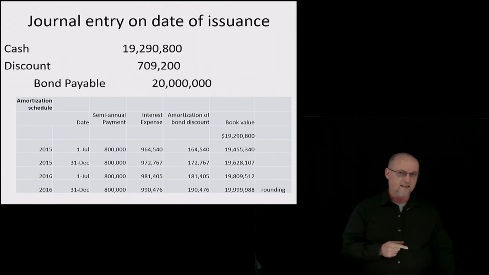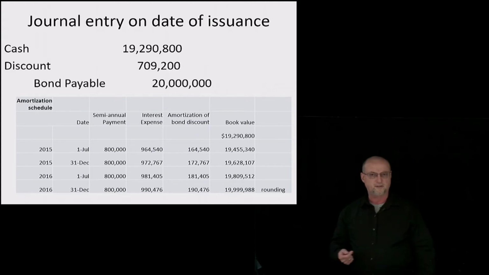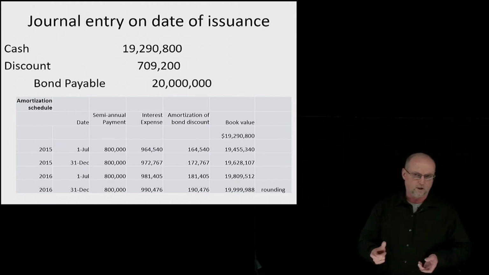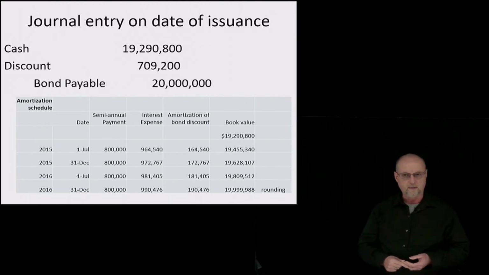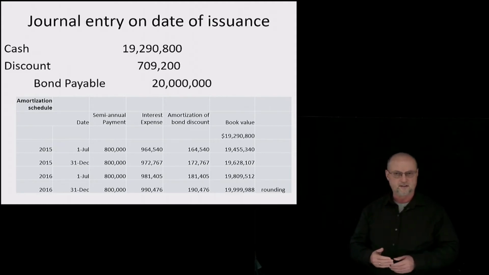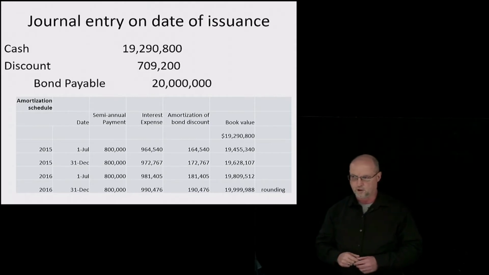Whenever the market rate is higher than the contract rate, you have to drop the price of the bonds. Since we're paying less than what the market requires, we have to discount the bonds, put them on sale. Now, in the event the market rate were less than the contract rate, the opposite would occur. We would issue the bonds at a premium, and we would raise more than the face value. But this example is a discount because the market rate was higher than the contract rate. So there's our first journal entry.